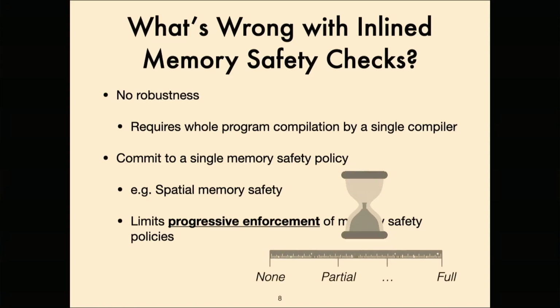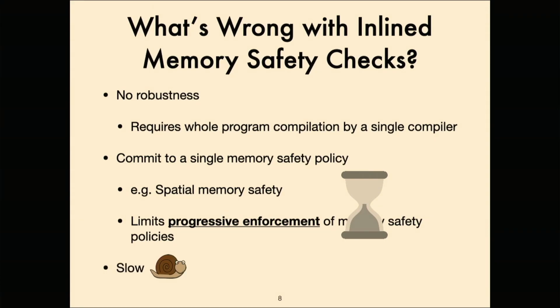Not all applications require the full power of memory safety. Depending on the performance-security trade-offs, they might require only, say, spatial memory safety or temporal memory safety, or maybe some form of handle integrity or pointer integrity. Depending on the timeline, they might start with a partial implementation, and over a period of time convert it into full memory safety. But because of these inline memory safety checks, we lose the flexibility to adopt such a gradual or progressive approach for enforcing memory safety. And last but not least, the most important thing is these checks are slow.